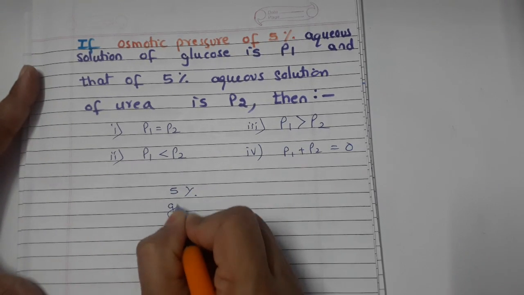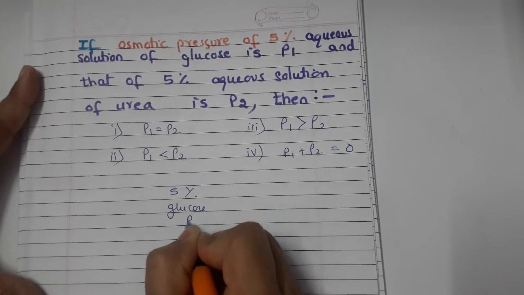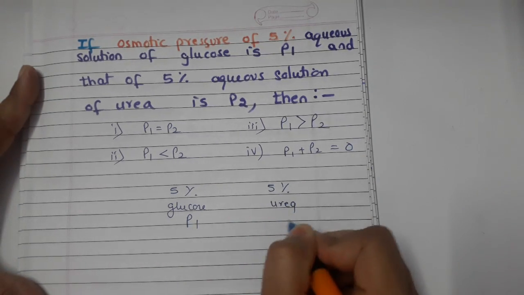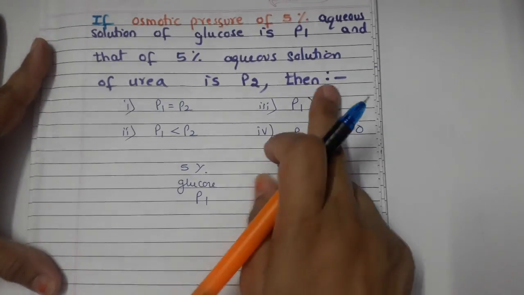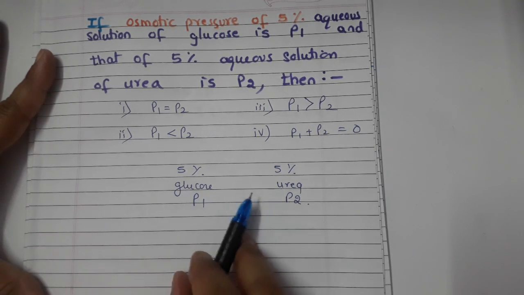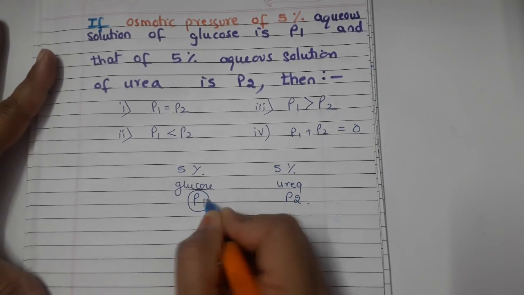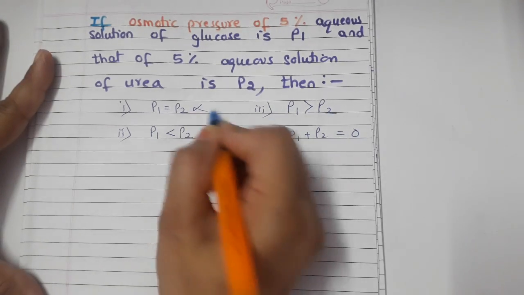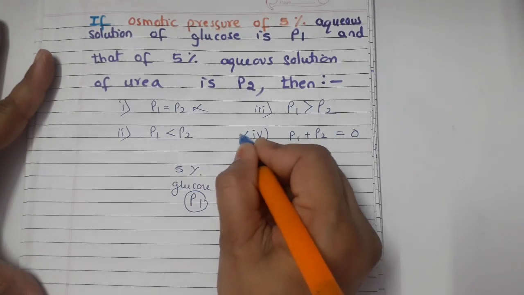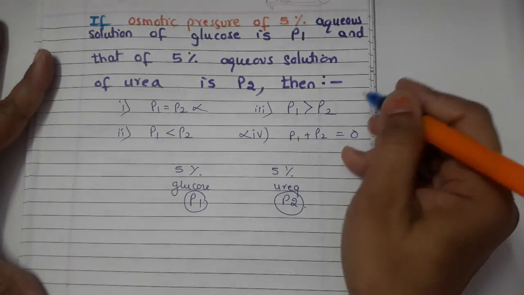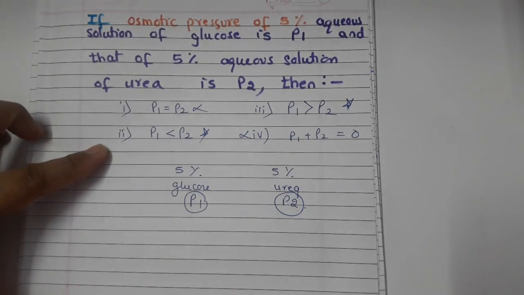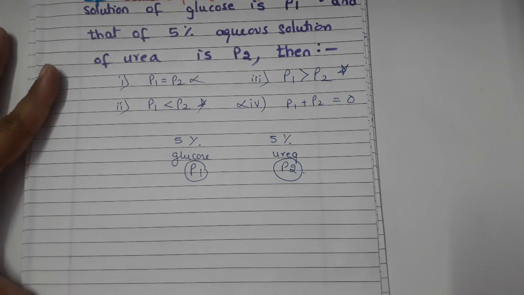5% glucose solution is P1 and 5% urea solution is P2. Then what will be the relation between P1 and P2? That we will find out. See students, this cannot be the answer, 100%. That is also sure. It means we have to find out whether this is the case or the second is the option. Now how will you solve it?